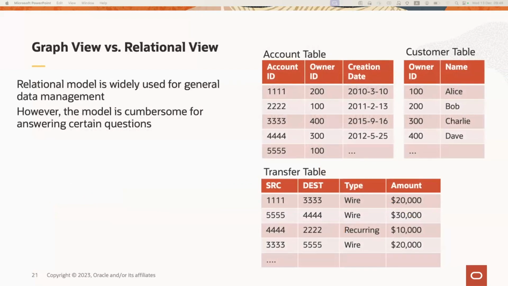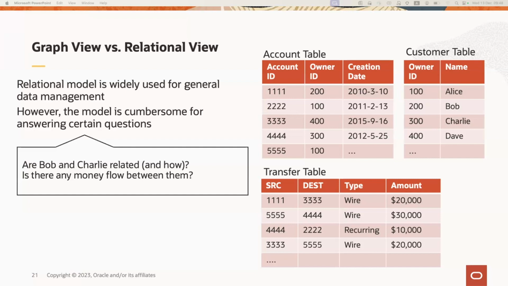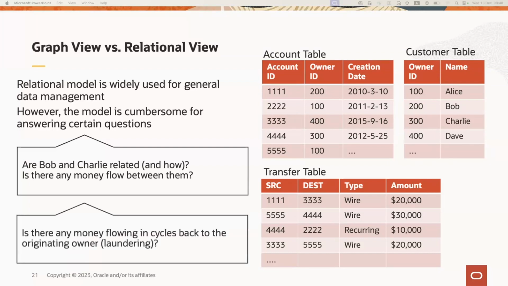For example, look at these 3 tables, which is about customers who have accounts, and then you have money transfer between those accounts, right? And then I want to answer a few questions. For example, are Bob and Charlie somehow related, right? Are they transferring money between each other? Or even more interesting, is there any money flowing in cycles in this data, right? So cycles means potential money laundering, right? Because I try to hide money through some cycle of transactions. So if you look at these tables, it's very hard to see this information.